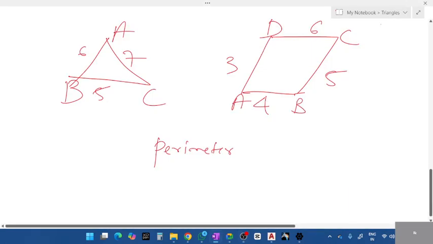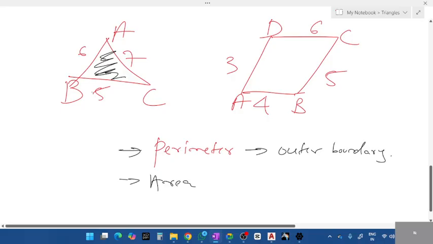Okay. Yesterday we completed types of triangles. There was one concept, perimeter. You have to know area and perimeter. Area is the inner value, and perimeter is the outer boundary. Perimeter is the outer boundary.